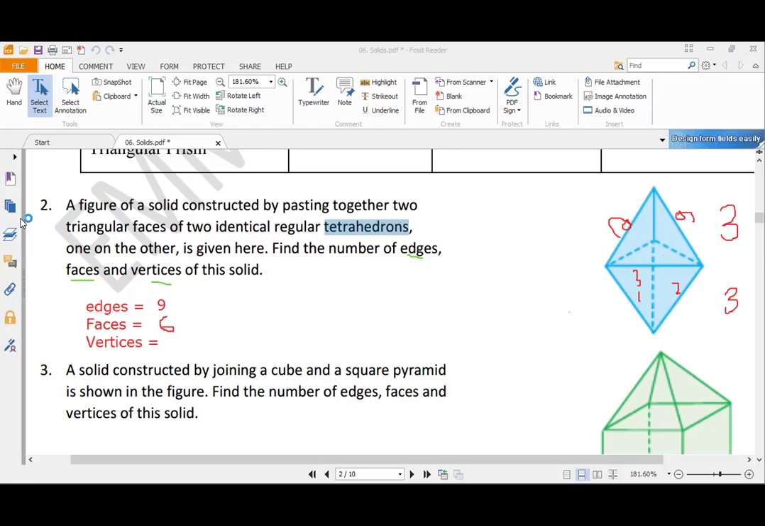And how are you going to count the vertices? Very easy. The topmost vertex is this. Vertex 1, 2, here you have vertex 3, here 4, and on the other side you have a vertex like this. So altogether 1, 2, 3, 4, 5. There are 5 vertices.